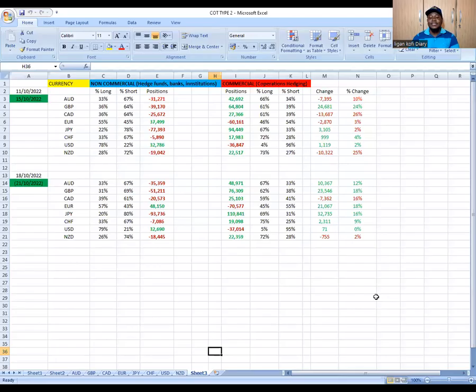Let's see how we can do this the better way. Now, this will involve a lot of calculations. Okay? This is how I analyze the COT report every week.